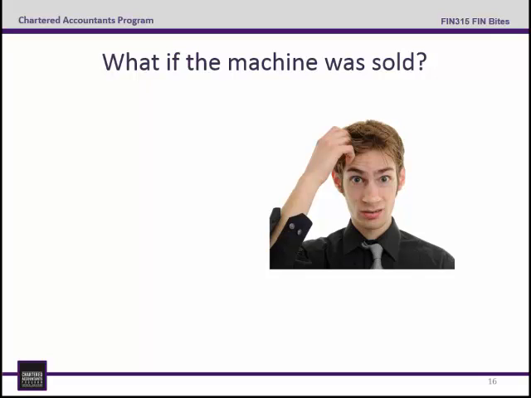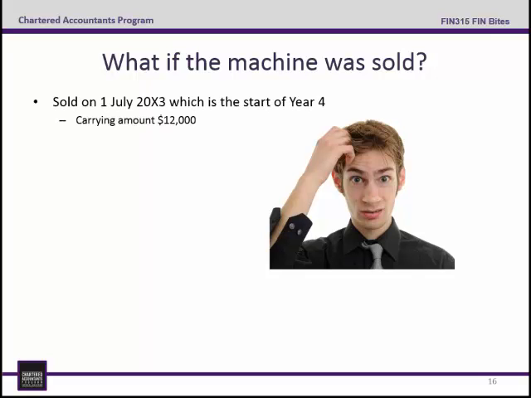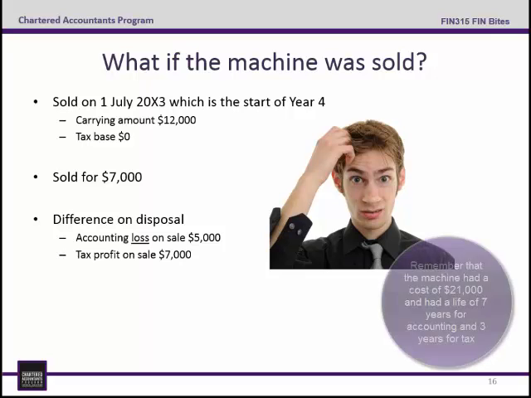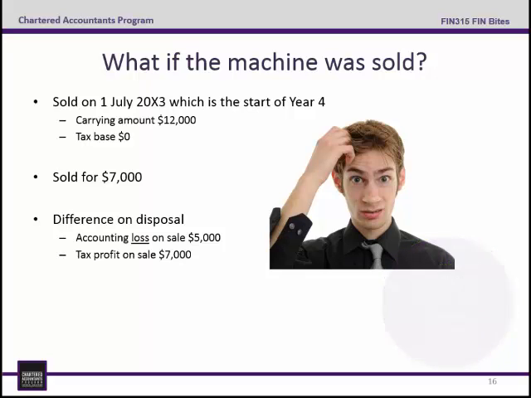So I've created some information about this machine. Let's say that on the 1st of July 20X3, which is the start of year 4, I have a carrying amount of $12,000 and a tax base of 0. Look back at those numbers that we had at the beginning. Let's say that I sold the machine for $7,000. So I need to look at, well, what's the difference on disposal?